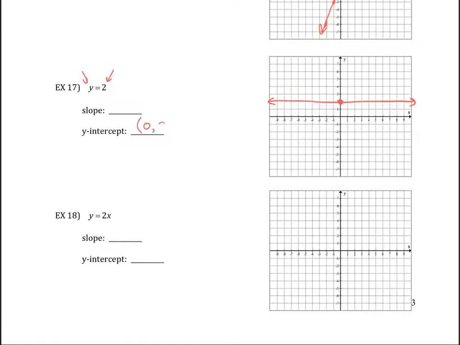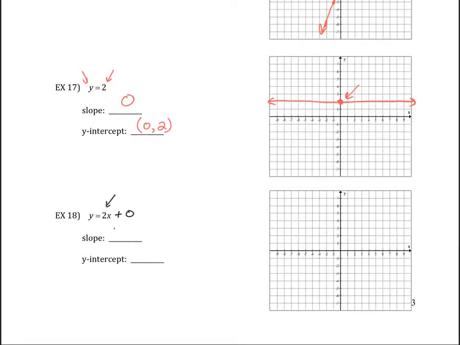The y-intercept is 0, 2. That's where the graph crosses the y-axis. The slope here, though, from video 1, I believe it was, the slope is 0. Horizontal lines have 0 slope. The trick with example 18 is y equals 2x, and there's normally a constant being added or subtracted back there, but if there isn't, it's 0.